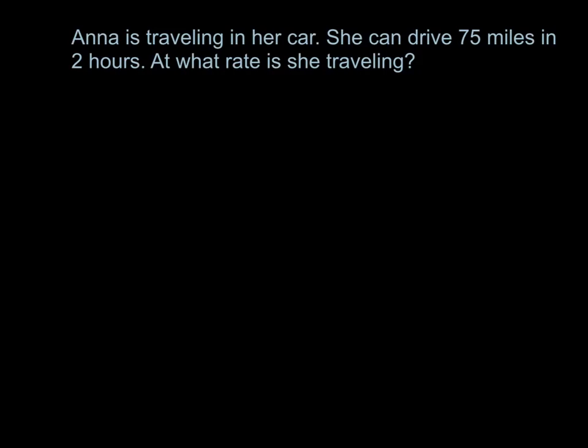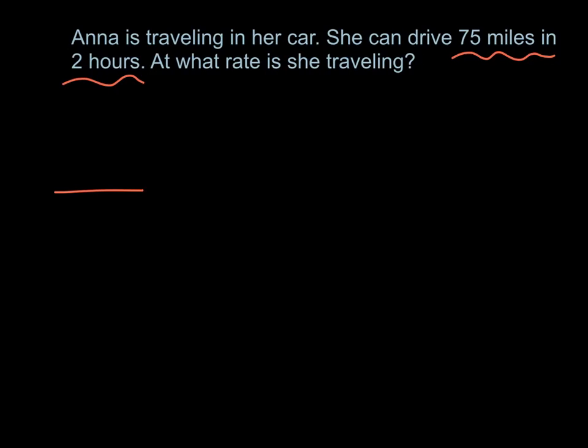Our second example is Anna is traveling in her car. She can drive 75 miles in 2 hours. At what rate is she traveling? So again, they're asking us for the unit rate. To set this up, we first write a ratio. So we notice that she can drive 75 miles in 2 hours. So that's how we are going to set up our ratio.